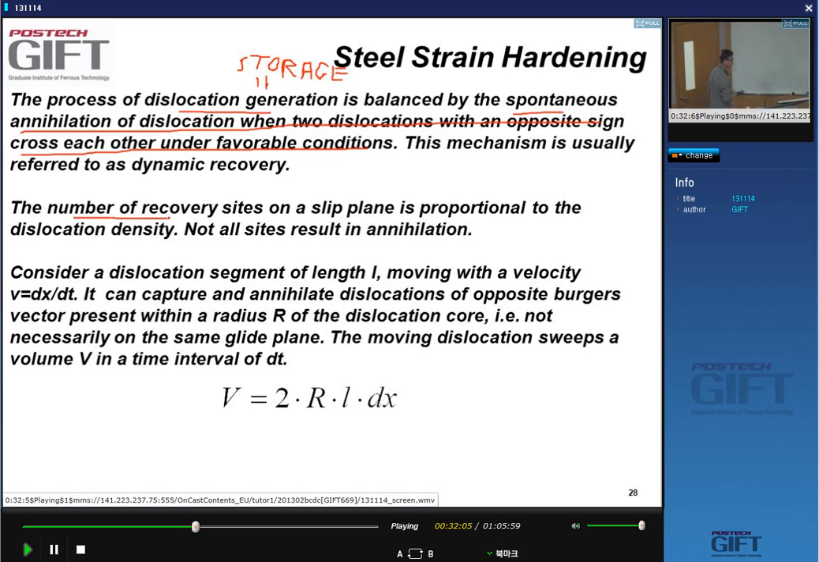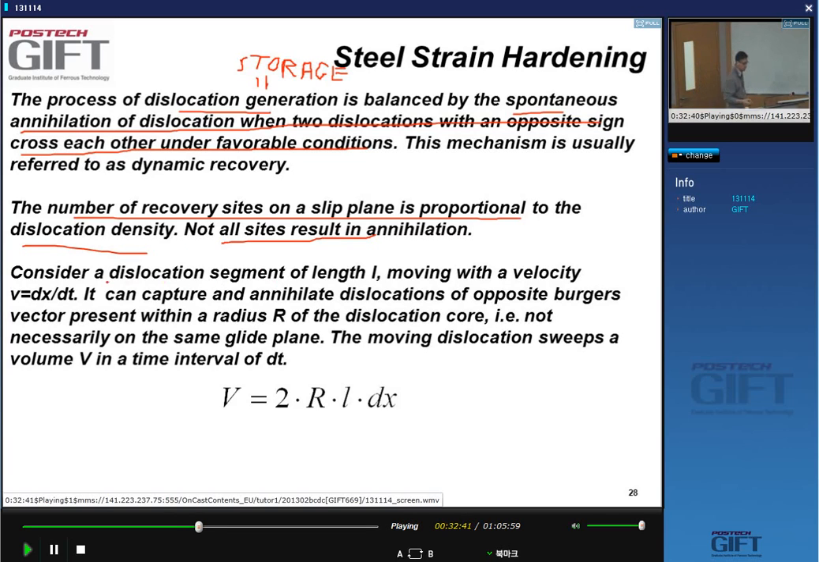So the number of recovery sites on a slip plane is, of course, very simple, proportional to dislocation density. What else? Because we're talking about dislocation interactions, right? But not all sites result in annihilation, yes? And of course, the dislocations can only interact if they are within a certain distance from each other, right? So we need a term that takes these things into account.